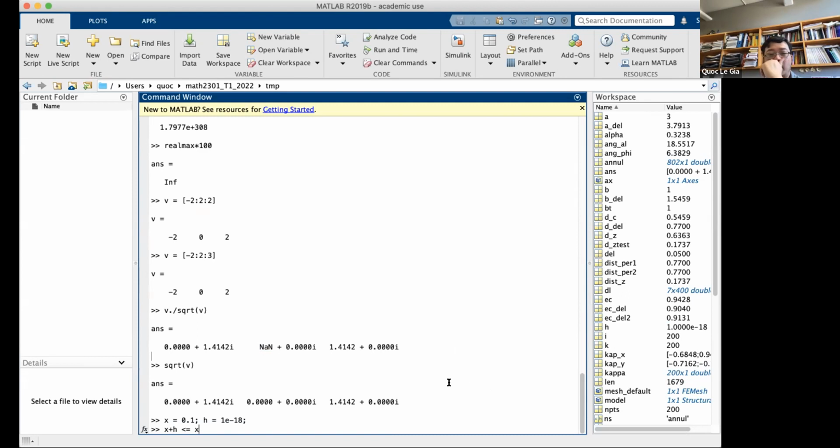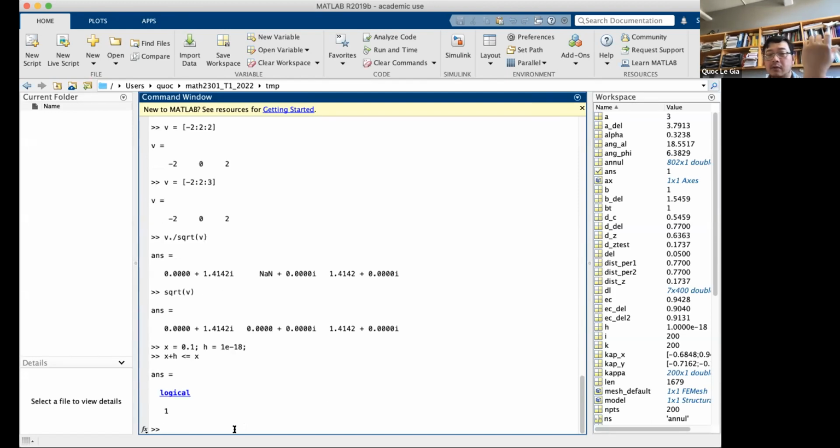Well, remember, in this case h is a very small number, smaller than epsilon. Remember, epsilon is 2.2 times 10 to the minus 16. So then x plus h gets rounded to x. So then x is still less than or equal to x, so it is 1. So, true.